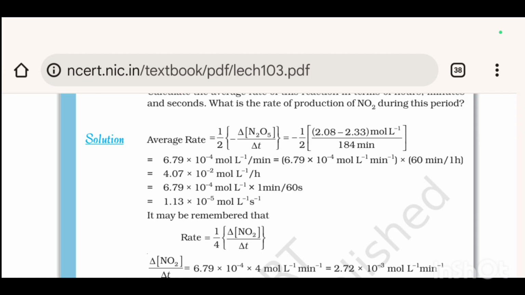which is 4.07 into 10 raised to minus 2 mole liter inverse per hour. And 6.79 into 10 raised to power minus 4 mole liter inverse into 1 minute divided by 60 second is equal to 1.13 into 10 raised to power minus 5 mole liter inverse second inverse. It may be remembered that rate equals 1 upon 4 delta NO2 upon delta T.